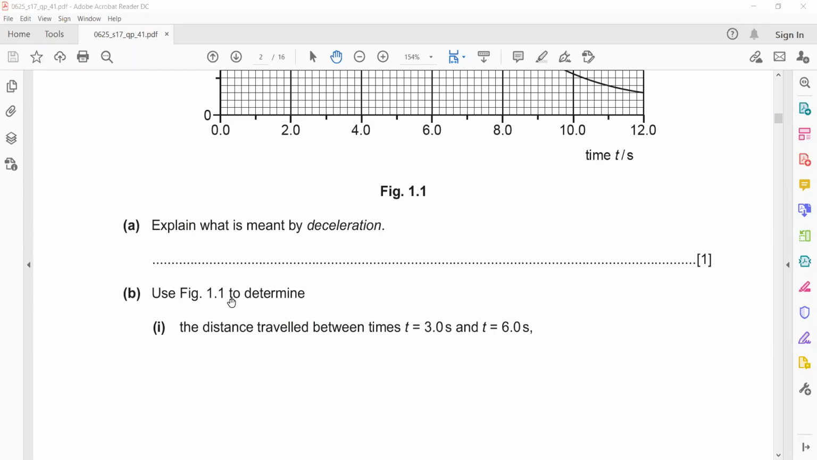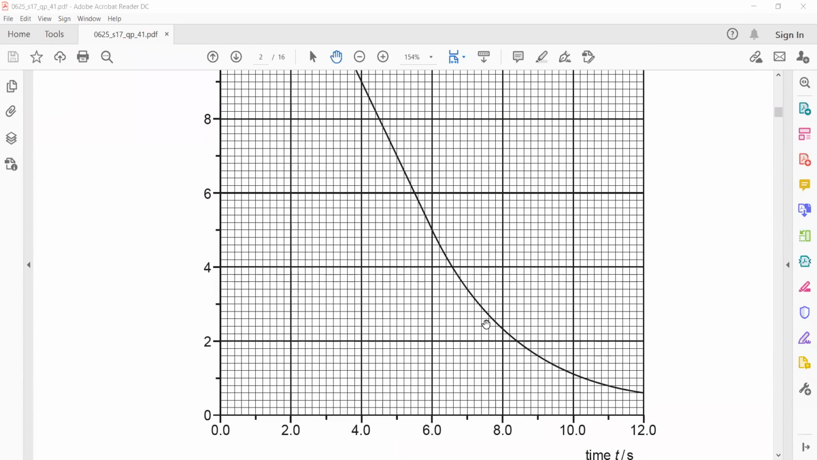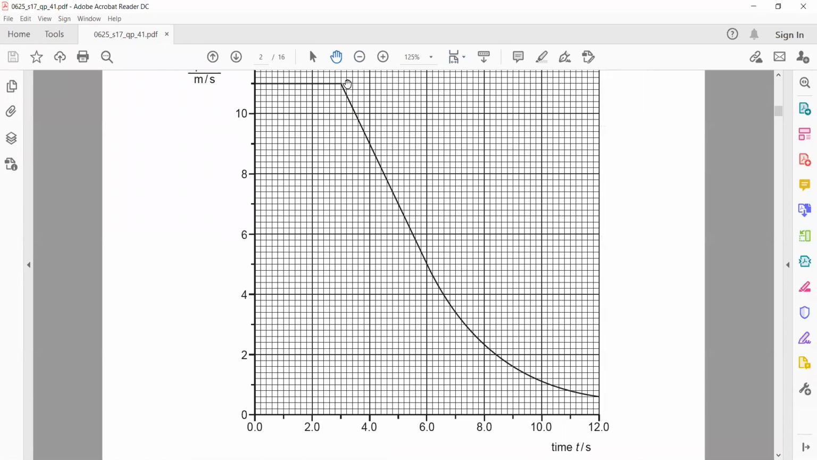In question 1b, use the diagram to determine 1b1. Use the diagram to determine the distance between the time 3 seconds to 6 seconds. So for a time interval from 3 seconds to 6 seconds, you have to check. This is the time interval 3 seconds, and this is the time interval 6 seconds.